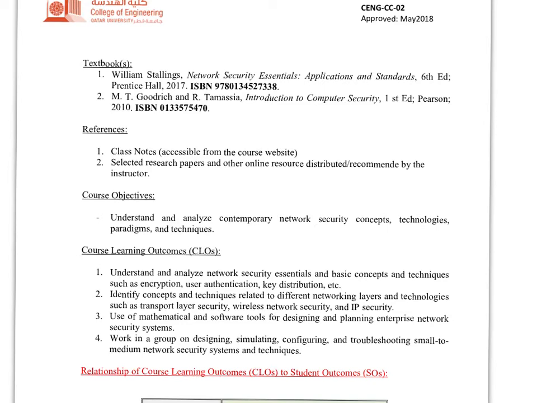So we are... It's not in the library, nor the textbook section. We cannot buy it from the textbook section. No, but you can always find the PDF. You can find the PDF.